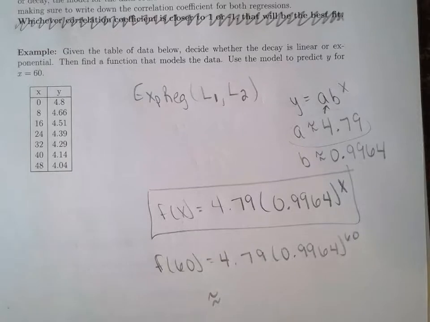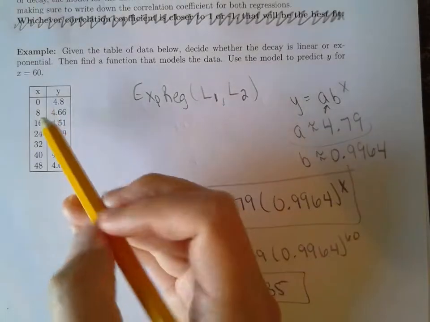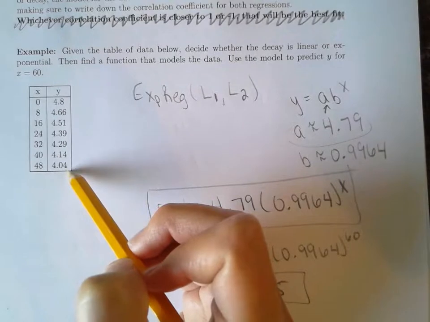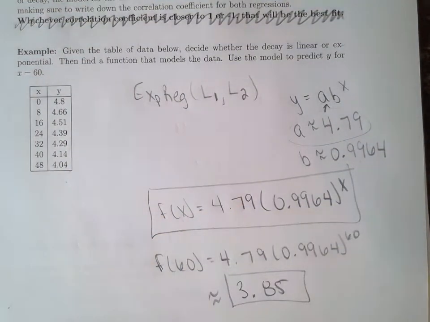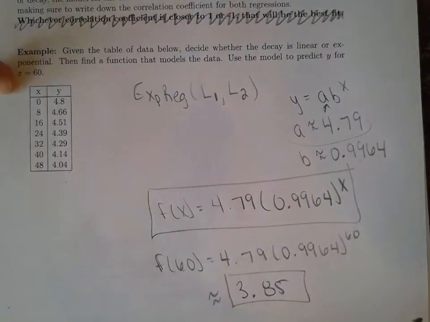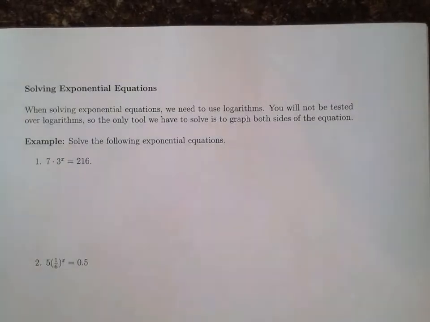0.9964 to the 60th times 4.79. I got about 3.85. Okay, which makes sense. You are decreasing here, so by the time you get to 60, you should be under 4. Okay, and then we just have about half a page left for solving exponential equations.